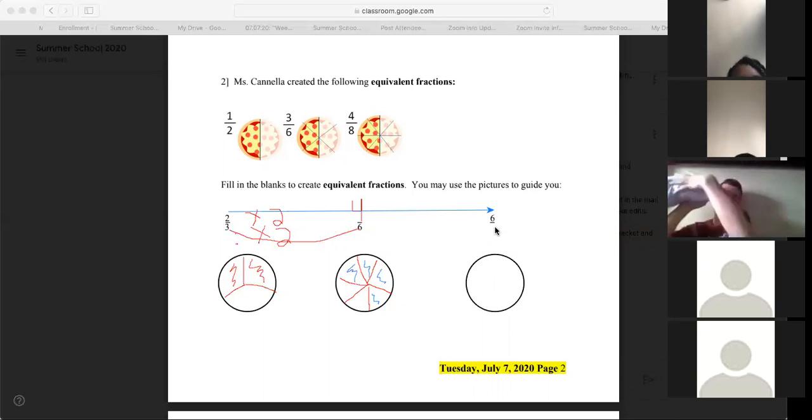So you already know how to do this. There's nothing here that's new to you. You've already seen this stuff before. We're just reviewing because this is very important to know for 7th grade.